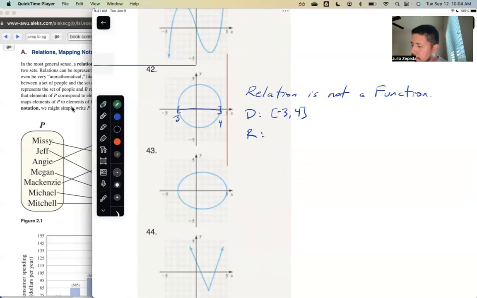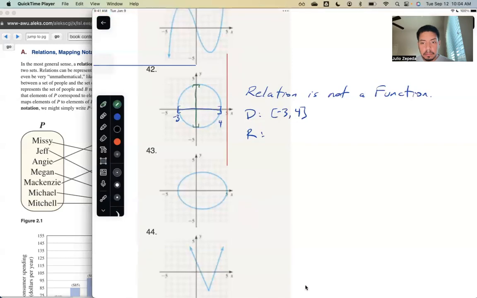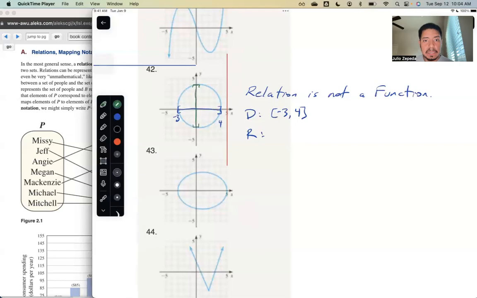And then the range will be essentially these values here. The y values go as low as -3 and as high as +4. Okay, so the range is -3 to +4.